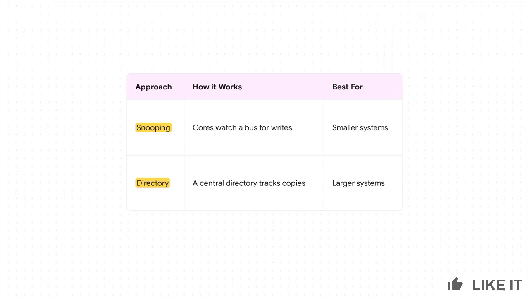For bigger systems, they use a directory-based approach. Think of it like a library checkout system. There's a central directory that keeps a list of every piece of data and which cores have a copy of it. When a value changes, the system just looks it up in the directory and sends a specific update message only to the cores that need it. No more shouting. It's much more efficient for large systems.